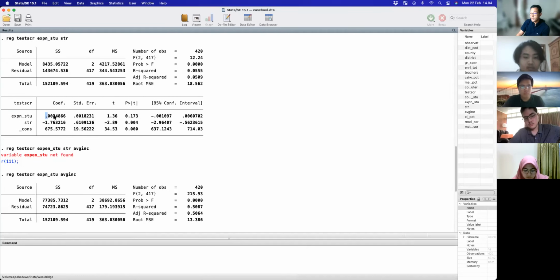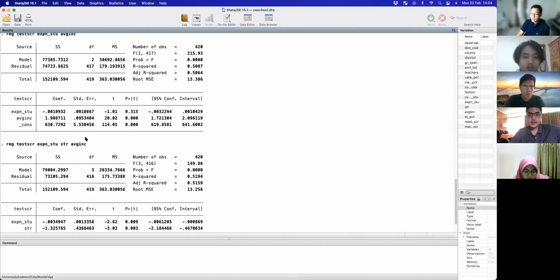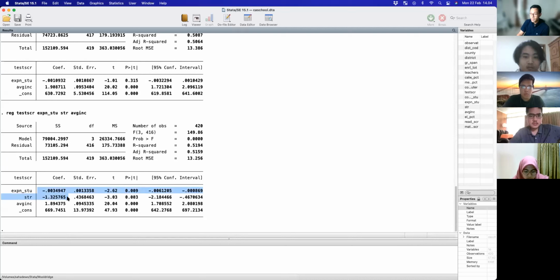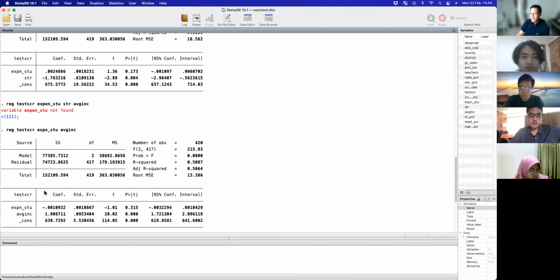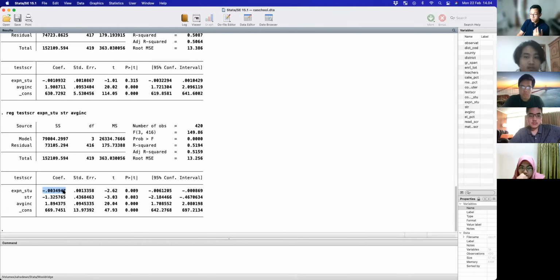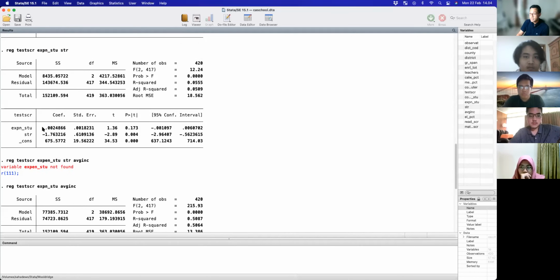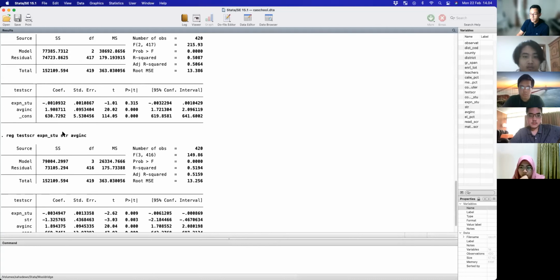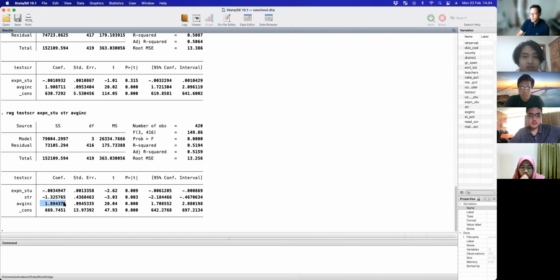So in the previous one, the coefficient for expenditure per student was 0.02, and the estimated coefficient for student-teacher ratio was -1.76. And now it's a bit different, okay? So the estimated coefficient for the expenditure per student is actually now negative, okay? Again, it's actually now negative. Previously, it was positive, okay? And then average income is now positive, okay?